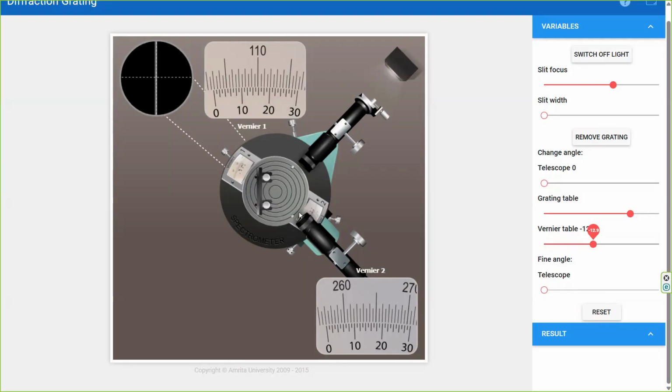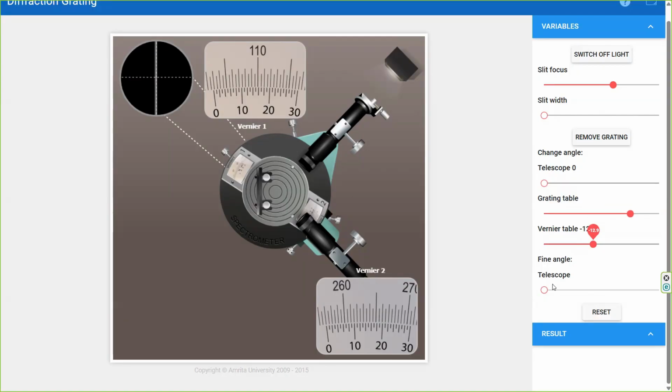And when you observe the reflected image with the collimator and telescope perpendicular to one another, then this grating will be inclined at an angle of 45 degree with respect to the incident light. Now we have to set this grating for normal incidence. That means the plane of the grating must be perpendicular to the incident light. Now this is at 45 degree. So in the last step, you have to rotate this vernier disc by 45 degree.